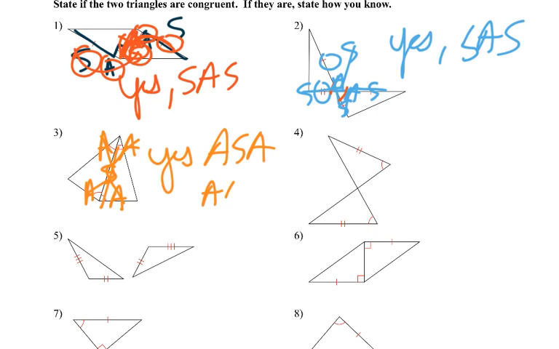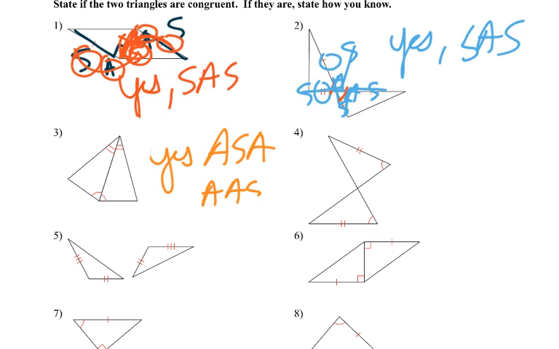We can't call this angle, angle, side, because I can't go around like this. I can't say angle, angle, side, because I'm skipping a side, an angle, and another side. Okay? We can only ever skip one thing, but not multiple things.